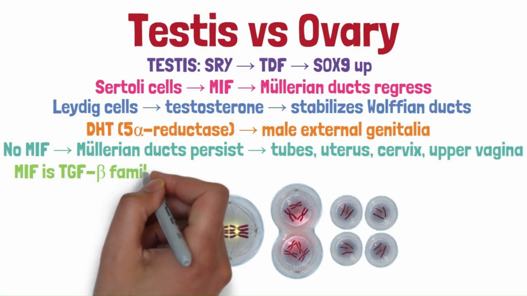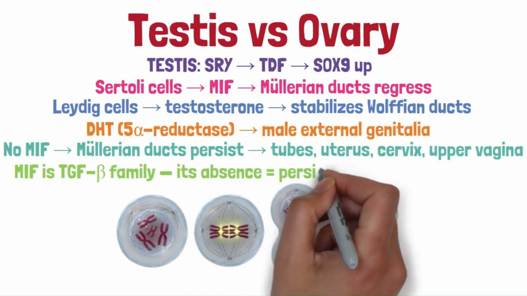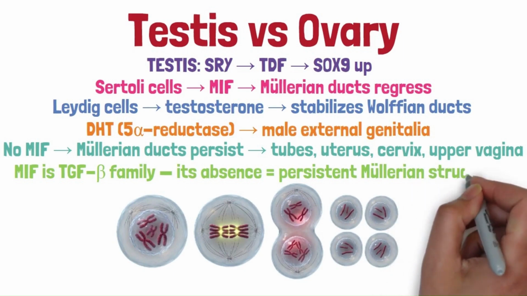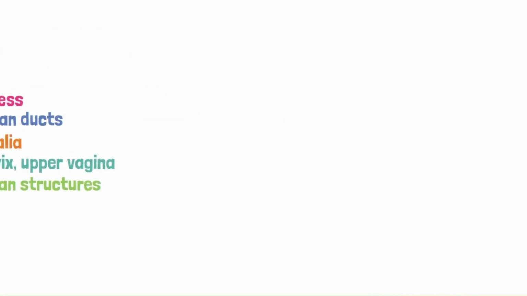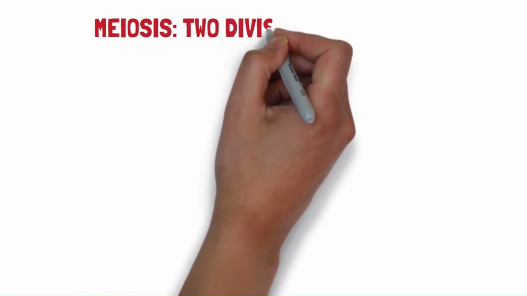High yield fact: MIF belongs to the TGF beta family, and its absence is exactly why you would see persistent Müllerian structures in conditions like a 46,XX male with an SRY translocation.